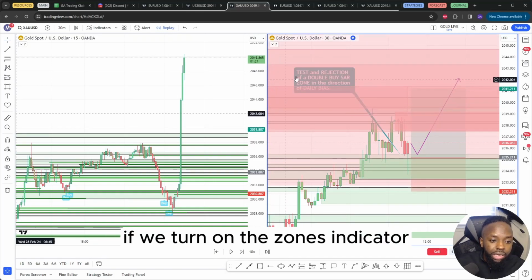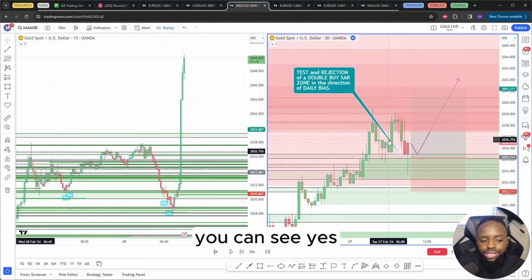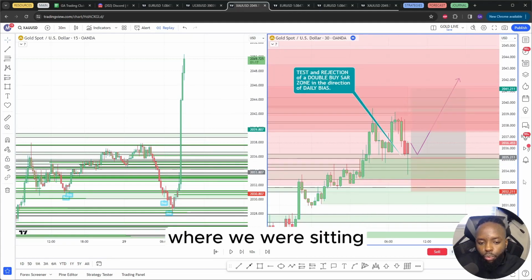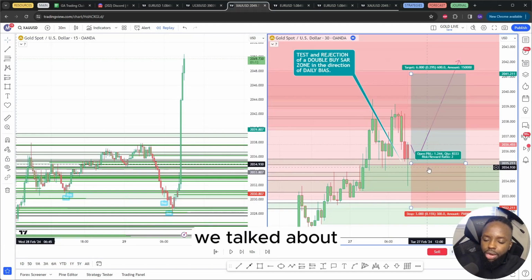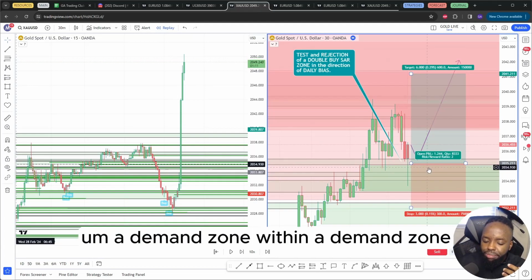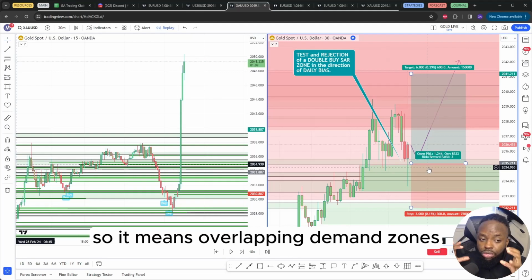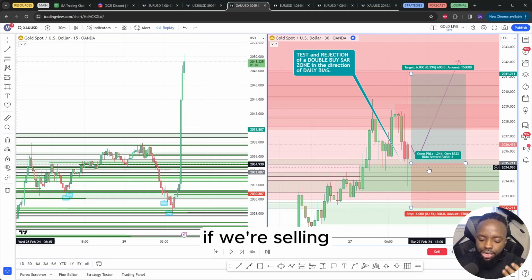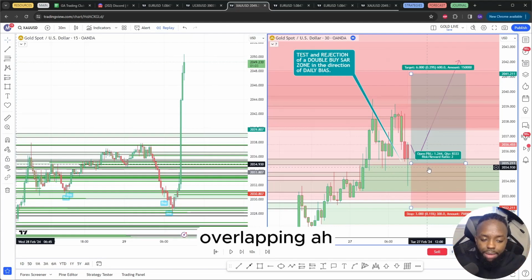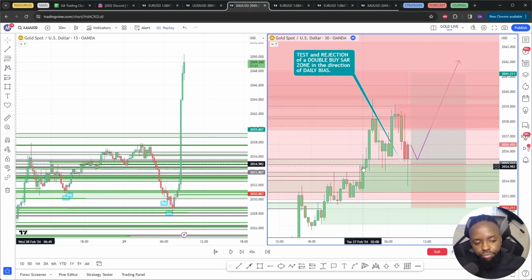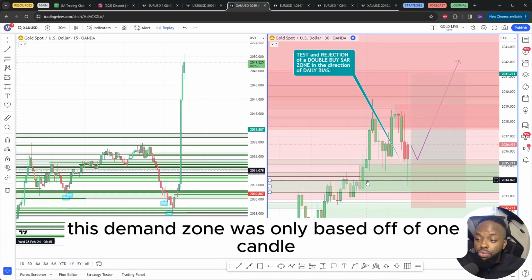So here, if we turn on the zones indicator, you can see, yes, we did have buyers where we were buying at. But if you guys remember, we talked about we want to buy in a demand zone within a demand zone, meaning overlapping demand zones. If we're selling, we want to sell in supply zones within supply zones, meaning overlapping supply zones. So here, this demand zone was only based off of one candle.